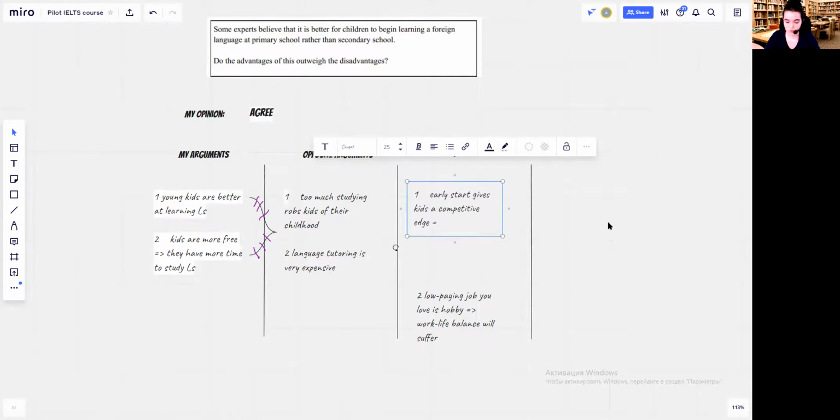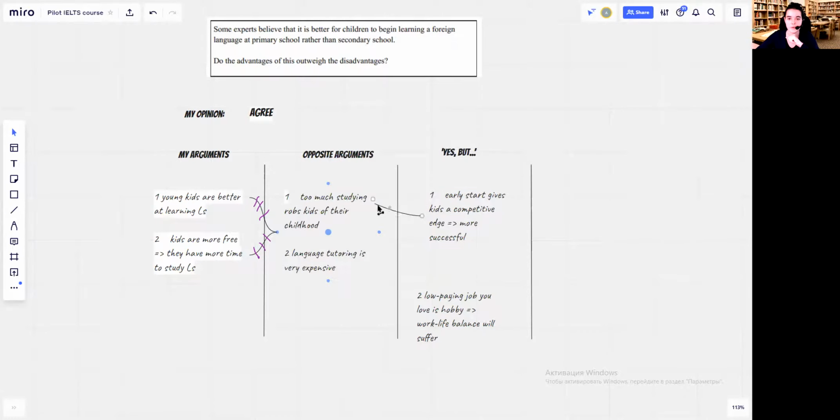And if I want to put a couple of ideas down to develop this idea further in my essay, kids get a better chance at becoming more successful. Did I spell it right? Yeah. So do you see how this yes but directly follows from opposite argument number one? It absolutely has to, while the first column and the second column don't need to be.